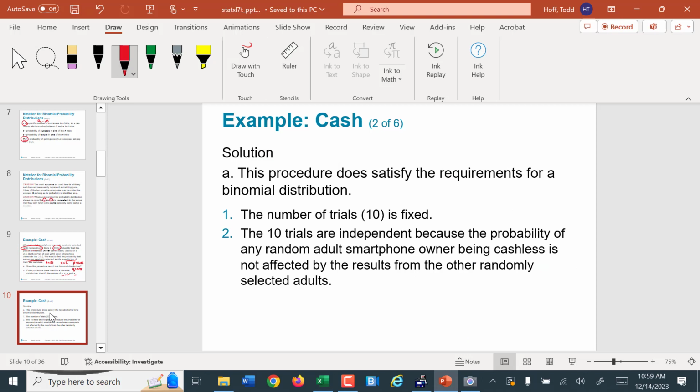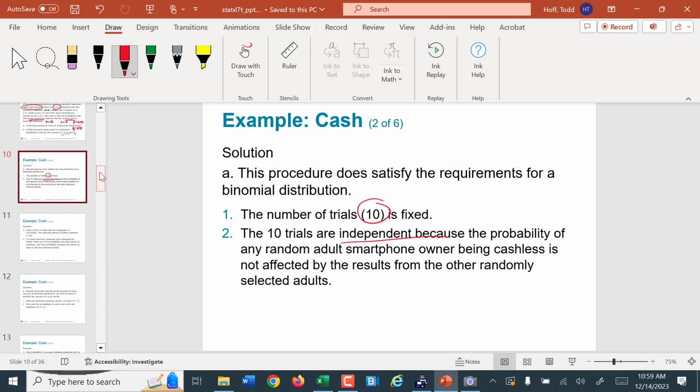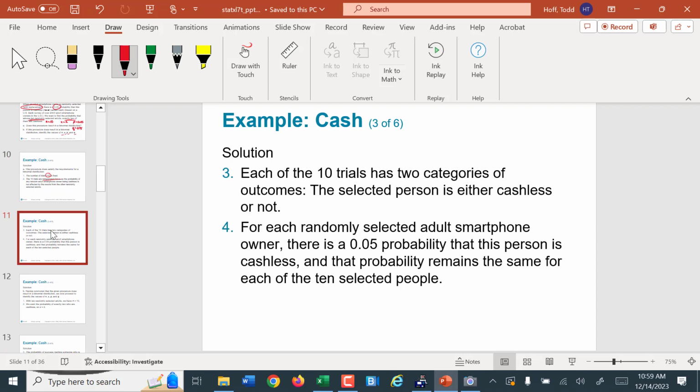So that they just go through our answers. There's a number of trials. N is 10. They are independent because it is done with replacement, and the probability of one does not affect the result of another. They are divided into 2 categories, success and failure.